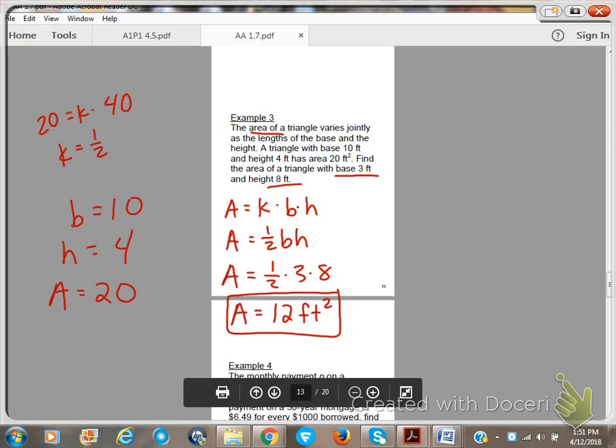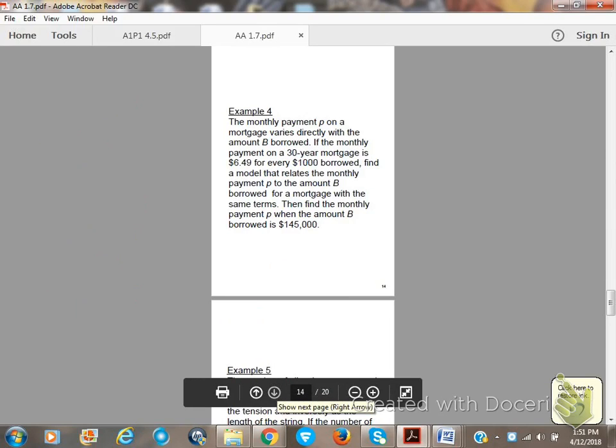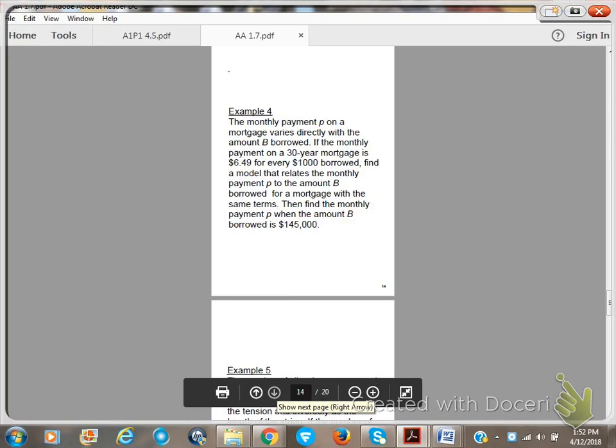All right. So let's take a look at that example 4. The monthly payment P on a mortgage varies directly with the amount B borrowed. So what are we doing? We are multiplying, okay? And what's the first variable that's going to go down in our formula? P equals K times what? B, because that's the variable they gave us, yes.